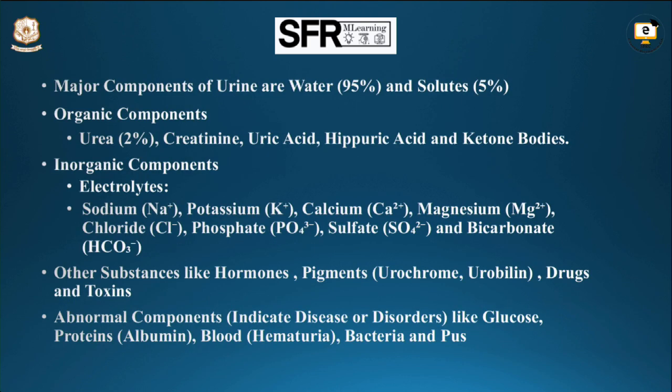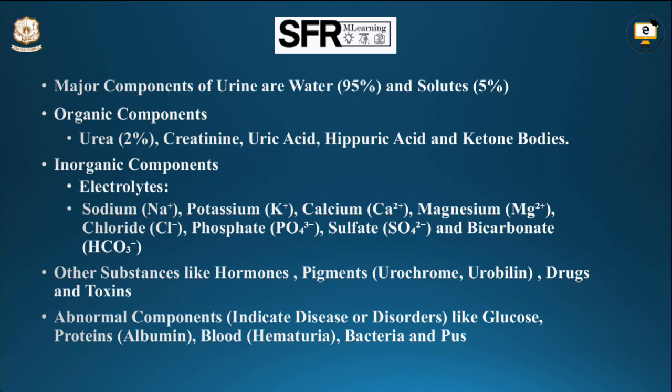The major component in the composition of urine is water. 95% of urine is water, and the remaining 5% are solutes. Solutes include the organic components, which are urea, a metabolic waste from protein metabolism, creatinine, uric acid, hippuric acid and ketone bodies. These are all the organic substances present in the urine. Inorganic substances include the electrolyte components like sodium, potassium, calcium, magnesium, chloride, phosphate, sulfate and bicarbonate ions. These are also inorganic components present in the urine.